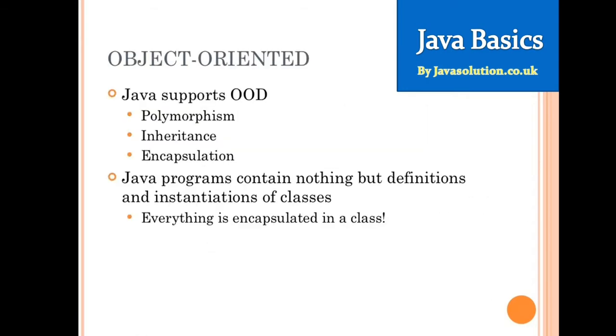It is object-oriented, so it has object-oriented design as well. I'm not going to go into too much detail about object-oriented programming at this point, because I've left this for later discussion. Once you have a very good understanding of the syntax and the methods and the classes, then we will discuss what object-oriented programming is: polymorphism, inheritance, encapsulation, abstraction, these kinds of things. Java programs contain nothing but definitions and instantiations of classes.